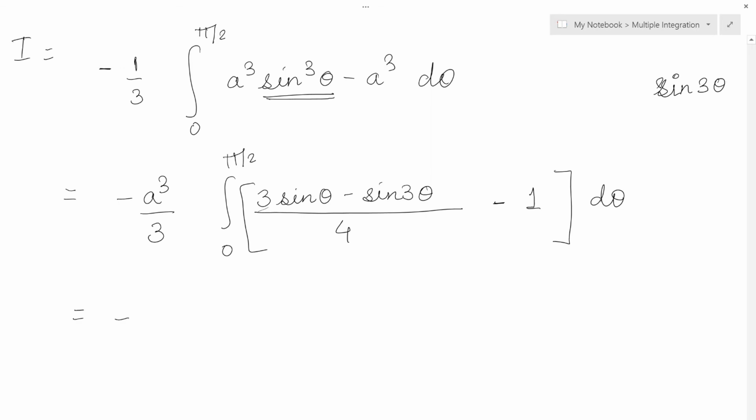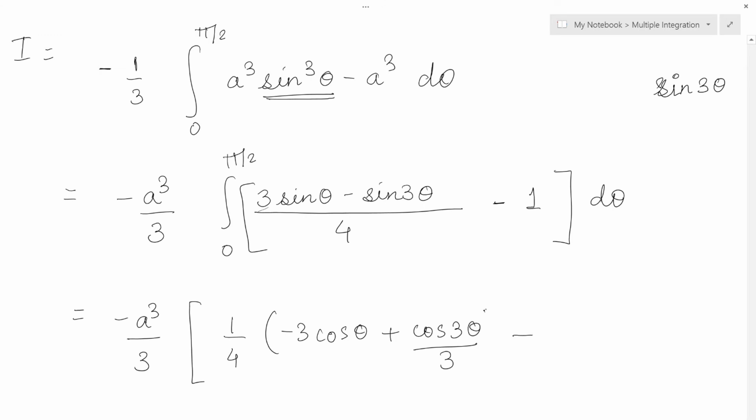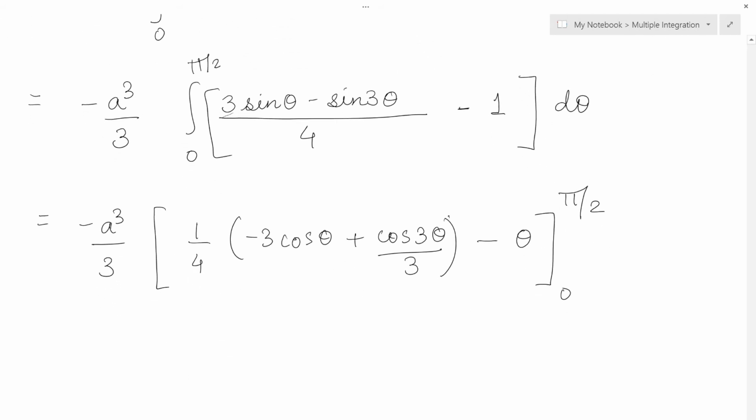Now minus a cube by 3, let me integrate this. 1 by 4 will come outside. Integration of 3 sine theta is minus 3 cos theta, plus sine 3 theta integration is cos 3 theta by 3, and the integration of 1 will be theta. The limits of integration are 0 to pi by 2, with respect to theta. So now let us substitute the limits.